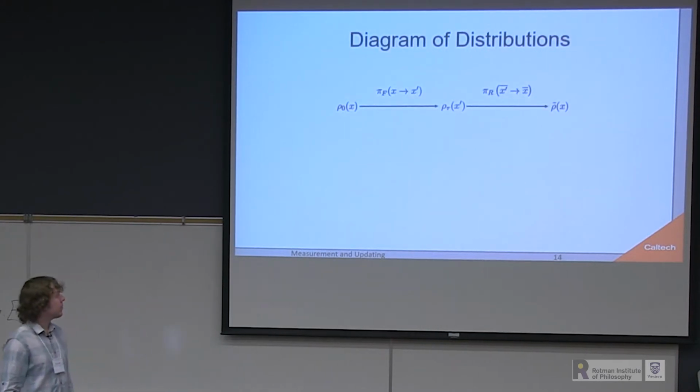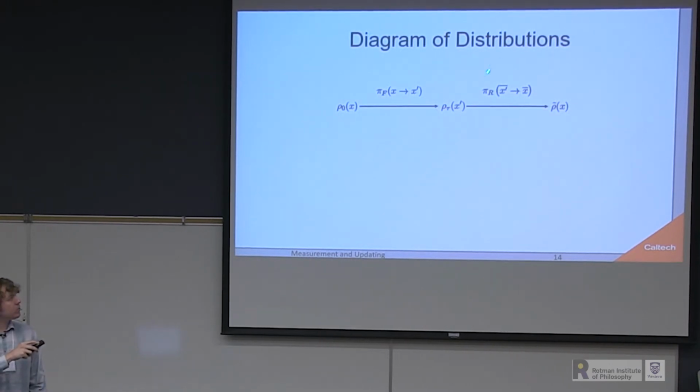So let me create a diagram here of the distributions we care about. We start with some initial distribution over microstates, call it rho 0 of x. And we have some evolution function, pi sub f, which evolves us forward in time from x to x prime. And given that, we can define some final distribution at time tau over x prime. We do some forward experiment and it ends. We now have some distribution over where we might be.